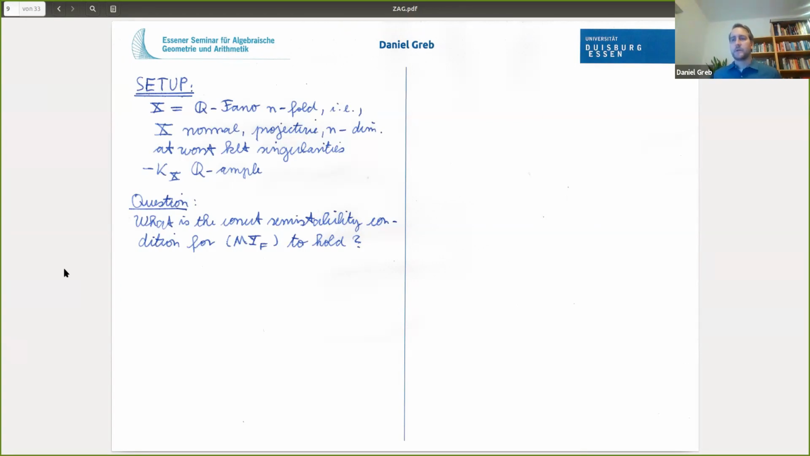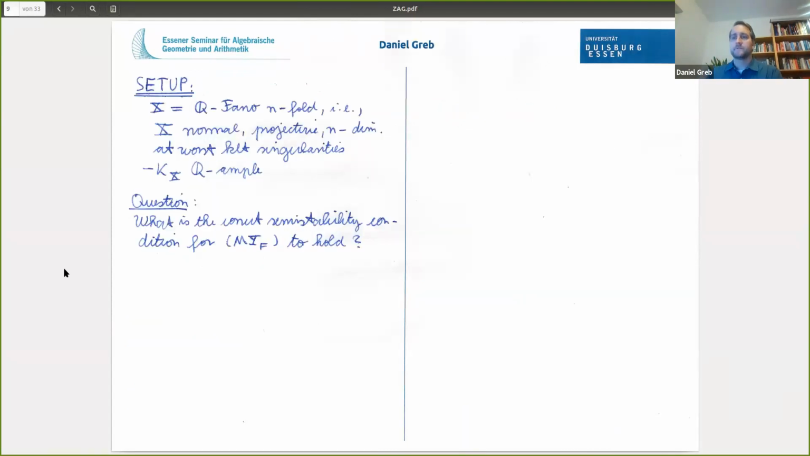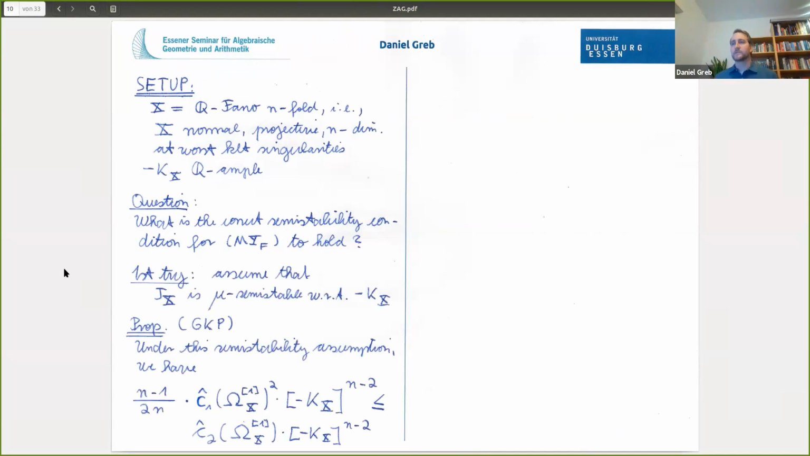That means Q-ample. And so from the fact that counterexamples to the Miyaoka-Yau inequality in the Fano world exist, the question arises, what is the correct semi-stability condition for it to hold? What can we impose? And what is reasonable to impose? I inserted this previous slide about the Bogomolov-Gieseker inequality. This is an inequality about sheaves, and it already looks promising and similar to the Miyaoka-Yau. So let's first try to impose semi-stability on the tangent sheaf. Assume that the tangent sheaf is slope semi-stable with respect to minus K_X, which is the natural polarization here. And then you have the following proposition.